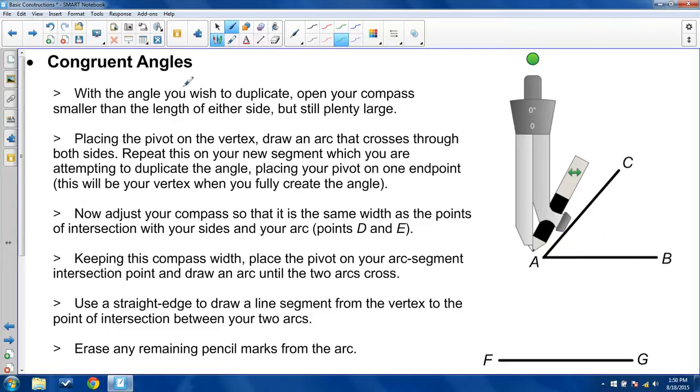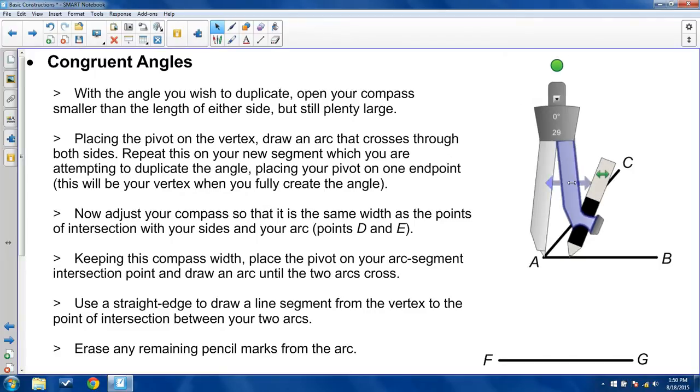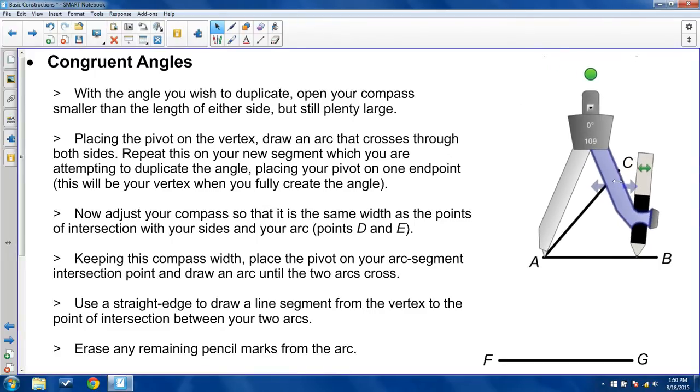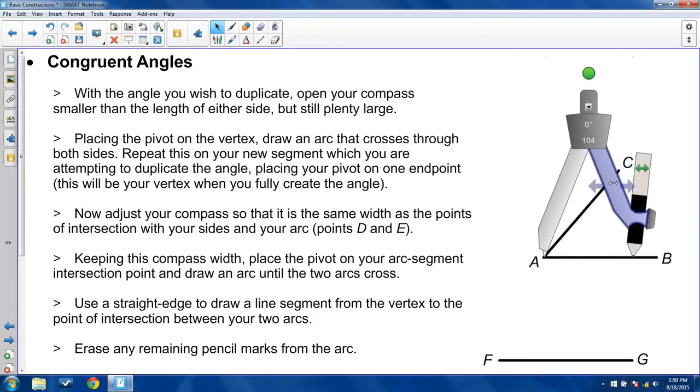So with the angle you wish to duplicate, open your compass smaller than the length of either side, but still plenty large. What I mean by that is I'm going to take this compass here, place the pivot on the vertex, and then I'm going to start opening this wide. Now if I draw it too wide, that's a problem because now I don't have anywhere to refer to. I need to basically have a point of intersection. So pretty wide, something like that. You want it wide enough.